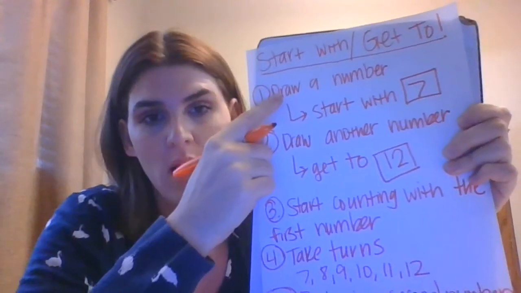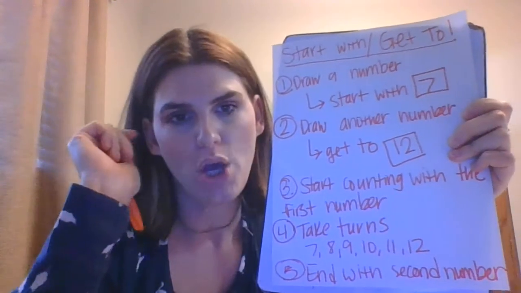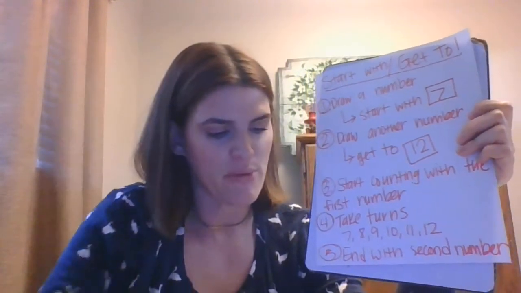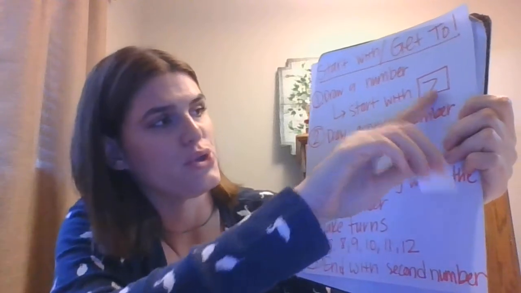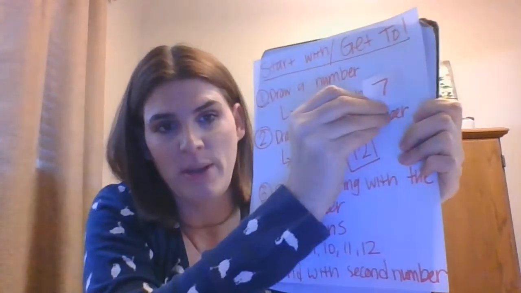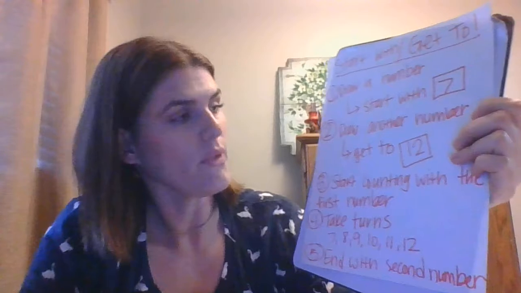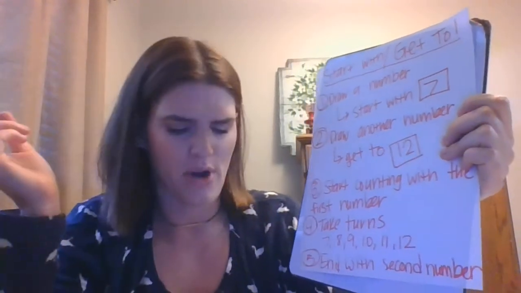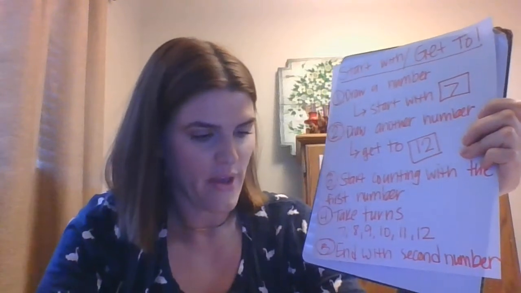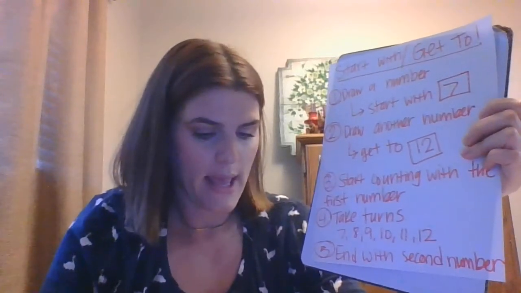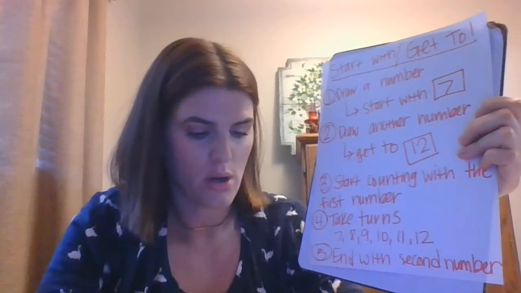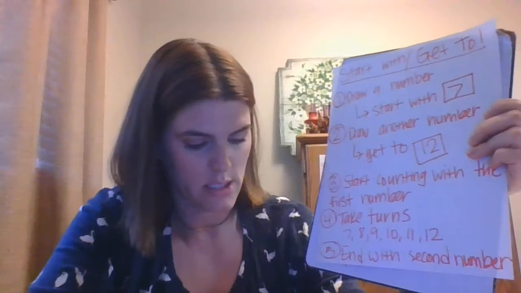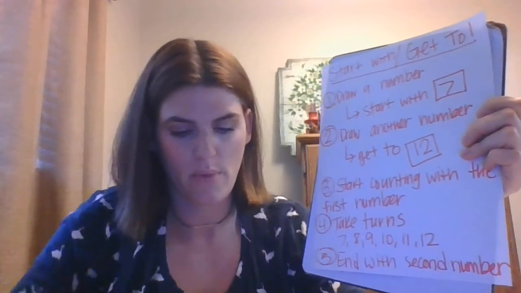Rule number 1. Say rule number 1. You're going to draw a number. And you're going to start with that number. So you're going to start with the number that you drew. So for example, Miss Douglas drew 7. That's the number that I'm going to start with. And then rule number 2, say rule number 2. You're going to draw another number. And that's the number that you're going to get to. And I drew the number 12, which apparently I lost, but I did draw it one time.